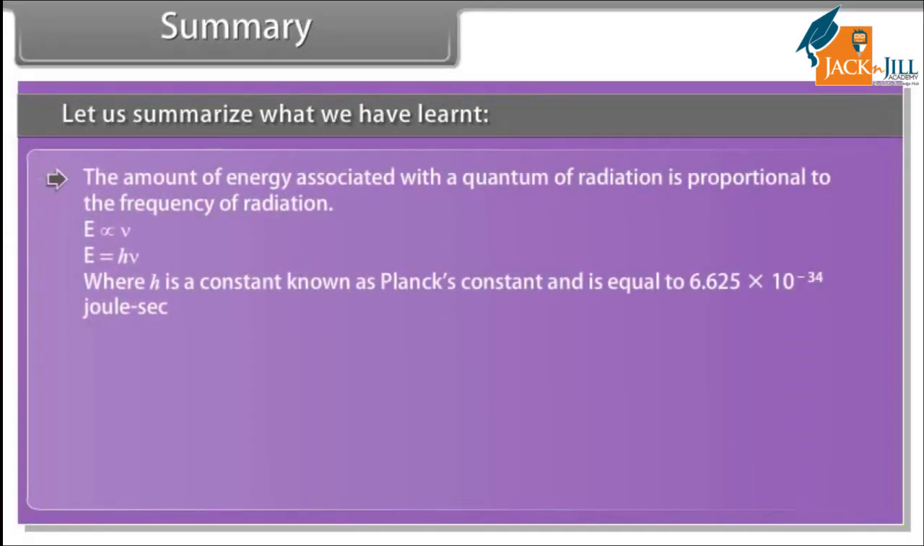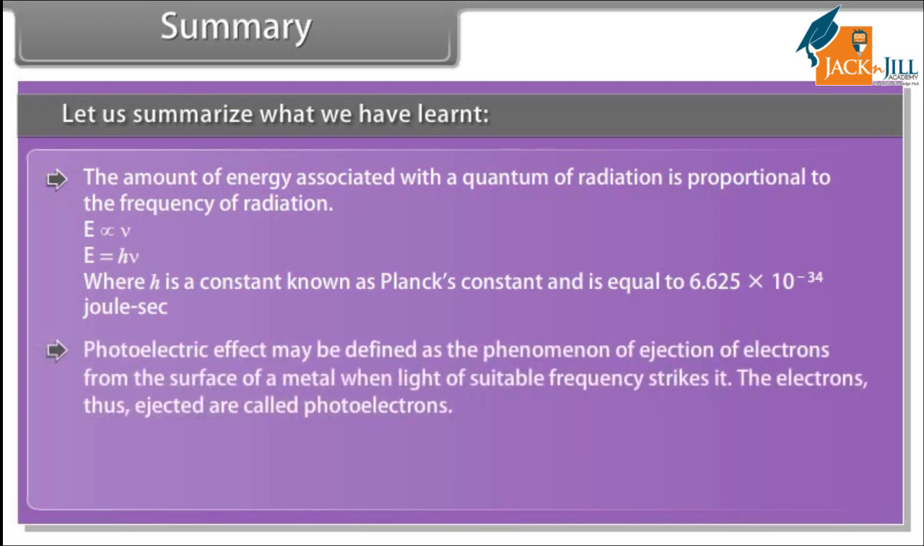The amount of energy associated with a quantum of radiation is proportional to the frequency of radiation, where the constant of proportionality is known as Planck's constant and is equal to 6.625 into 10 raised to the power minus 34 joule second. The photoelectric effect may be defined as the phenomenon of ejection of electrons from the surface of a metal when light of suitable frequency strikes it. The electrons thus ejected are called photoelectrons.